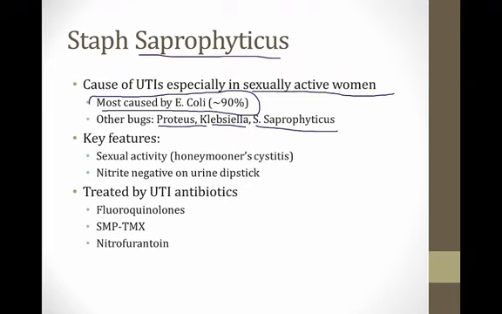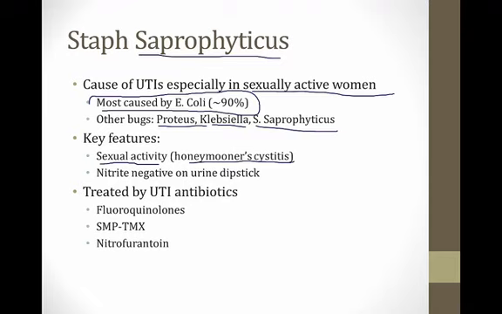Some key features that should tip you off that you may be dealing with a patient who has a Staph saprophyticus infection will be recent sexual activity. Sometimes infection with this bacteria is called honeymooner's cystitis or honeymooner's disease because it occurs after a lot of sexual activity on the honeymoon. And then one special feature is that Staph saprophyticus does not produce nitrites.